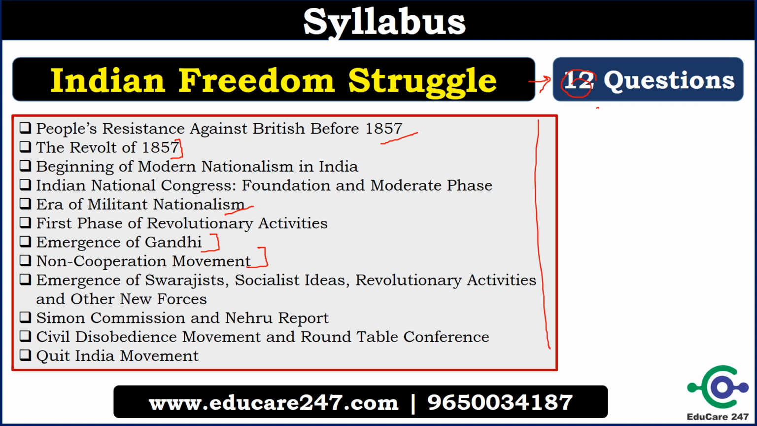So this is the overall syllabus for the Indian freedom struggle. You have to study Indian history from 1857 to 1947. So 90 years of history one has to study for this section.